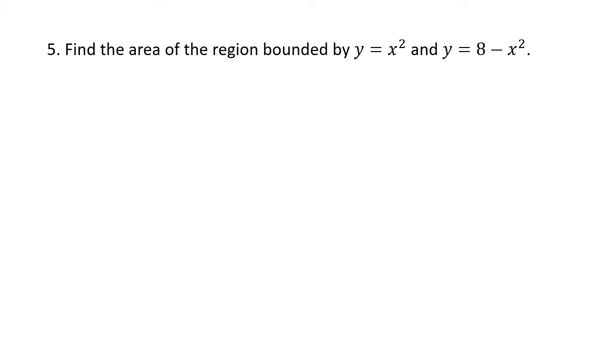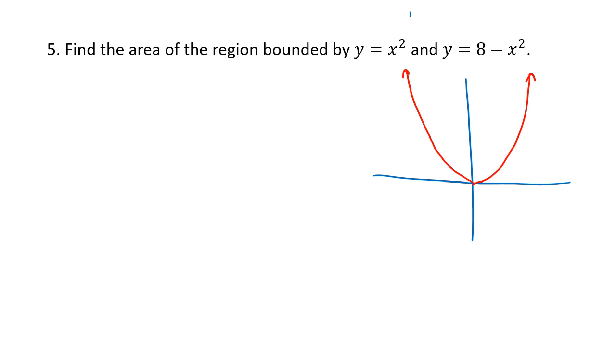For this last problem, we're asked to find the region bounded by y equals x squared and y equals 8 minus x squared. So again, here it's helpful to get a graph of this region. So we can graph y equals x squared relatively easily. We know that that's going to look like this parabola. And then y equals 8 minus x squared will look like a flipped upside down parabola, shifted 8 units up, so that's going to look something like that.